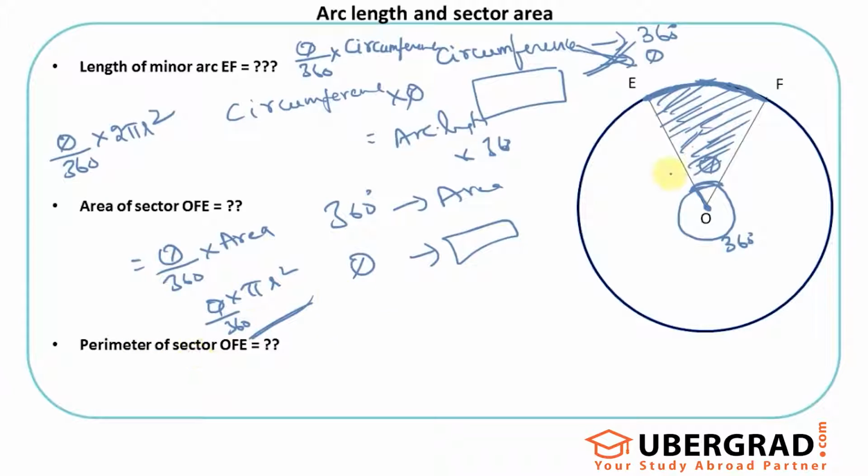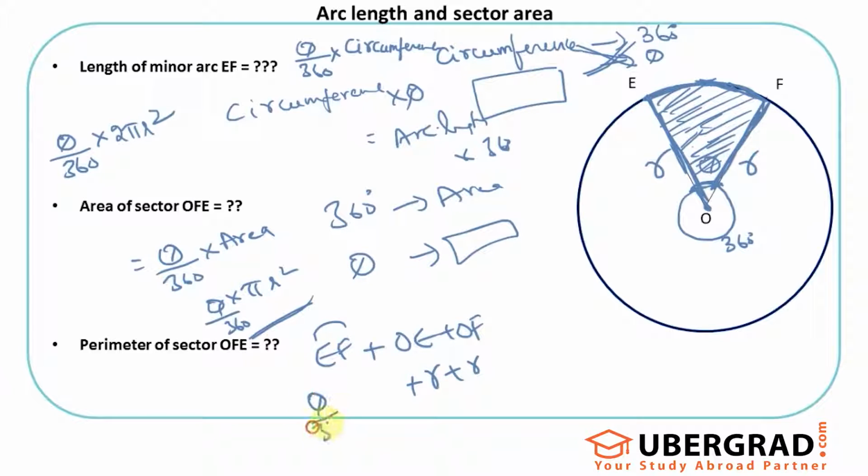The perimeter of sector OEF is basically the arc length EF, the minor arc, plus OE and OF. That's basically adding these two. And what are these two? Basically the radius, from the center to the point on a circle. So I just basically add r twice. The arc length is theta by 360 into 2 pi r, which is what we've talked about right here. I can find the arc length, then add the radius twice for OE and OF, and we are done with the perimeter.